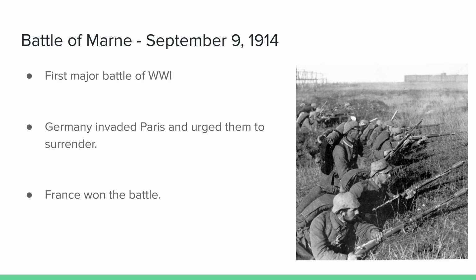Battle of Marne, September 9th, 1914. This was the first major battle of World War I. Germany sent pamphlets to Paris warning them of invasion and urged them to surrender. Germany outnumbered Paris, and it seemed to be an easy victory for Germany. But after marching to Paris, German troops were tired and got flanked by French troops. This gave France enough time for reinforcements to arrive, and they won the battle.